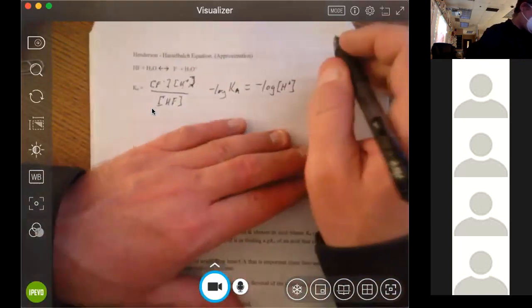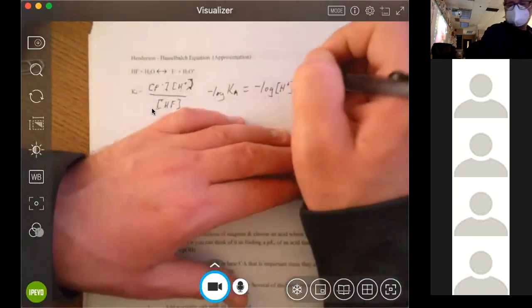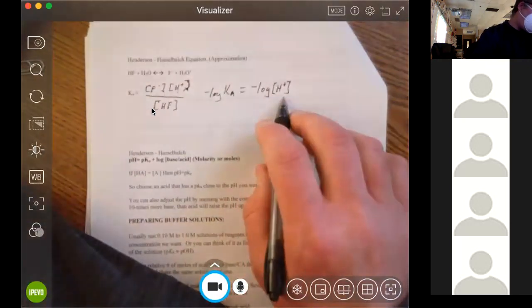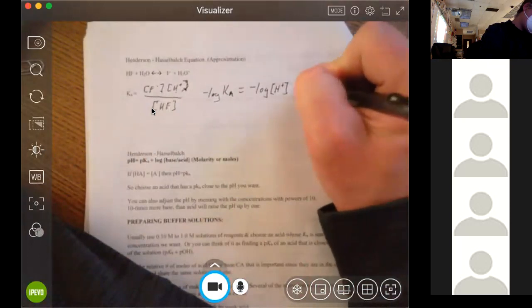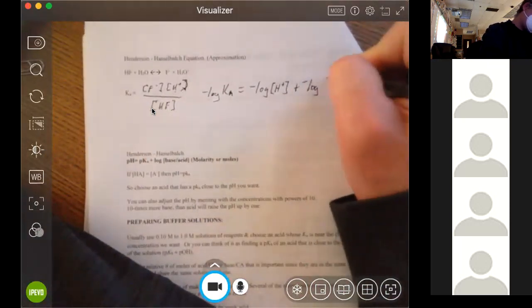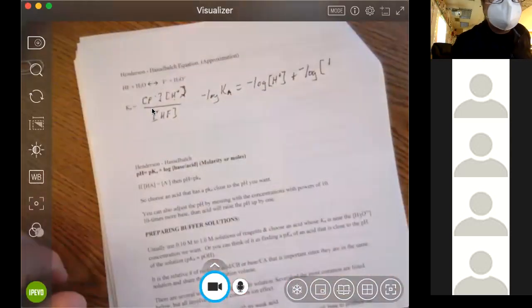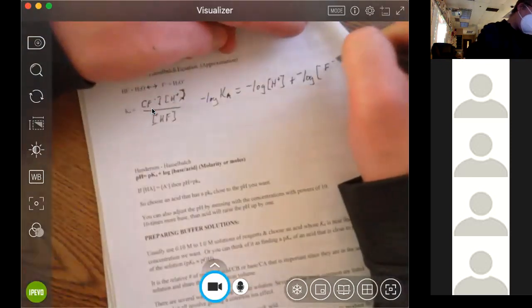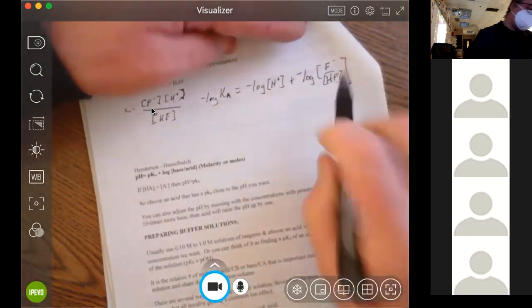And then what did we say with this division here? When we do this, remind me with the math. We have the negative log of this whenever we want to separate this. We plus the negative log of the thing on the bottom. Yeah, of the F negative, if you're adding, yeah, it'd be F negative, and then HF here.